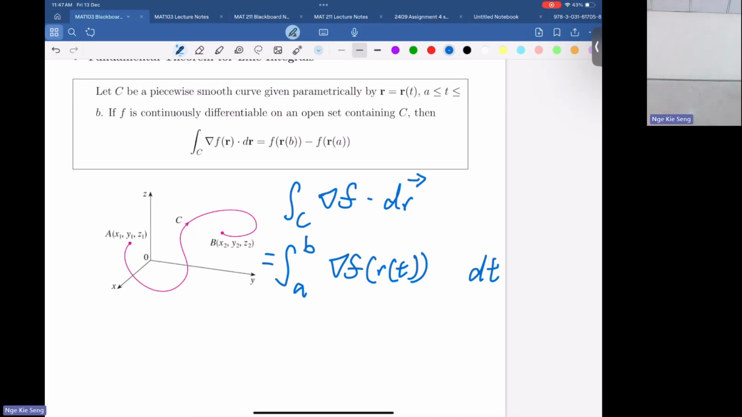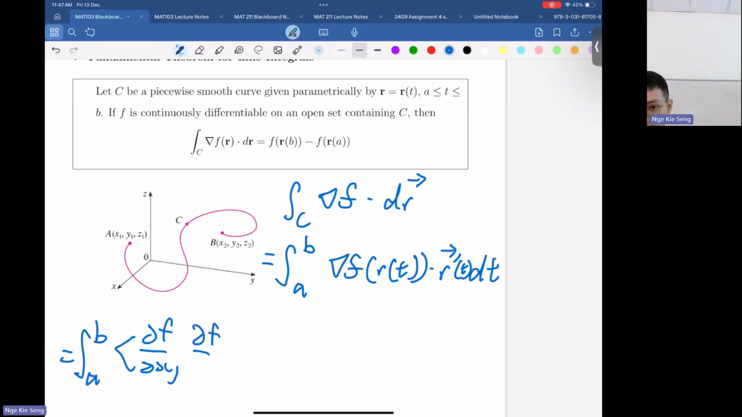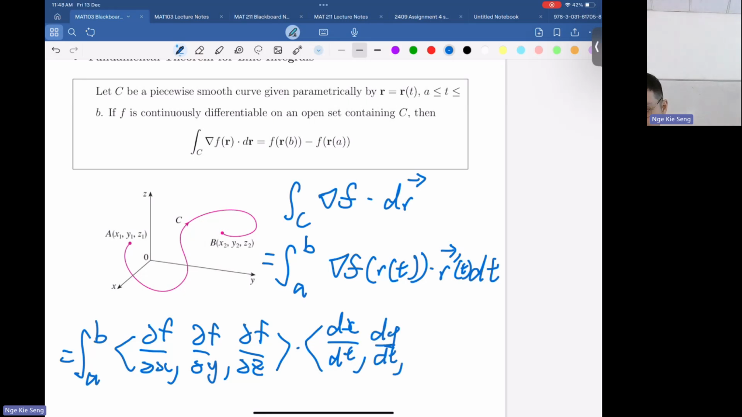one variable, there's an extra condition you incur, right? So you dot product with r prime(t) like this. Okay, so what are these? You can really write them out. It's ∂f/∂x, ∂f/∂y, and ∂f/∂z for your gradient. And on the other side, it's really just dx/dt, dy/dt, and dz/dt.